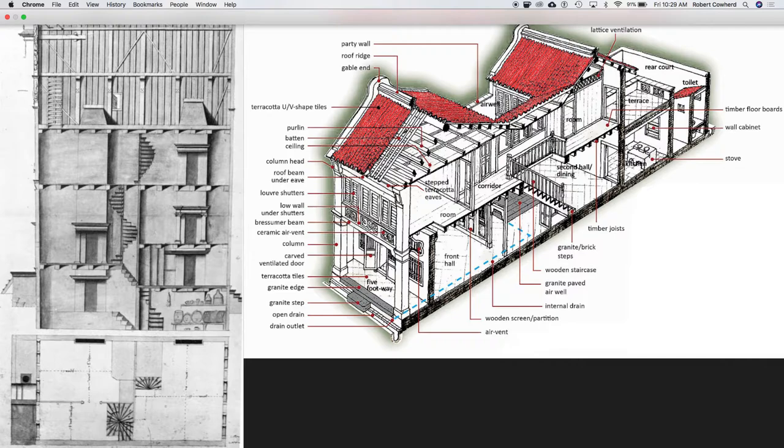So these are two shop houses. One is a Chinese shop house, on the Asian side, where Chinese settlements were developed in port cities all over the Indian Ocean and the South China Sea. And this is a Dutch shop house. They're ostensibly different forms, but they perform very similar functions.